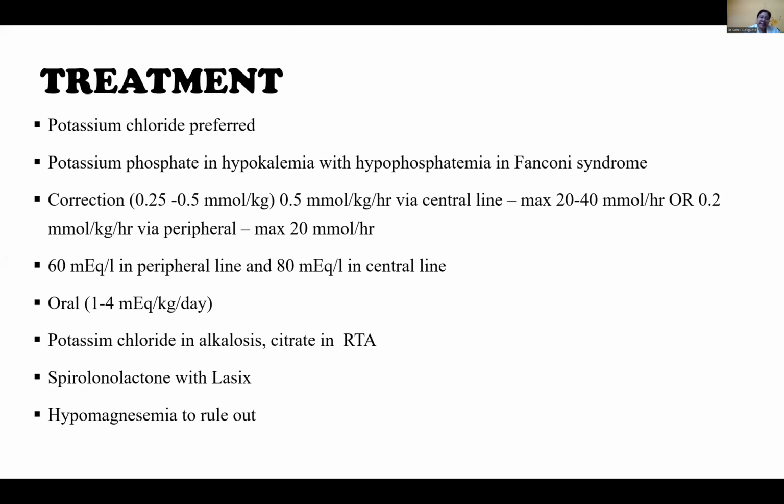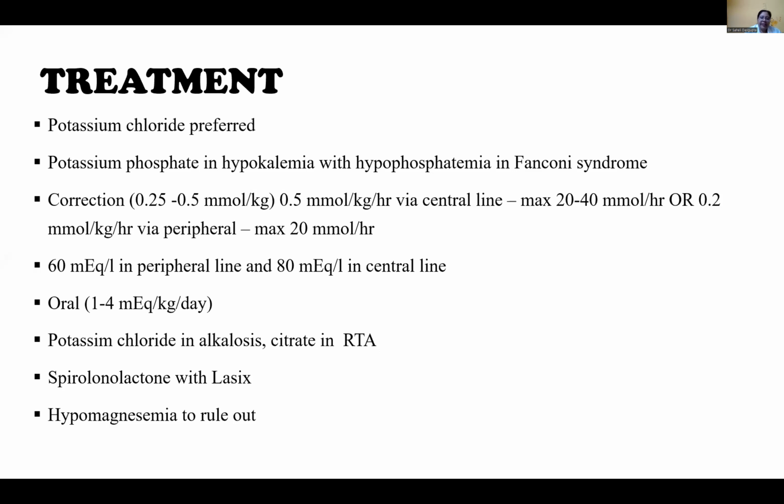Sometimes if we use Lasix infusion, we also add spironolactone, but we have to keep in mind that this can suddenly cause hyperkalemia. So we have to check the potassium regularly, and we should always rule out hypomagnesemia, because low magnesium actually causes increased potassium losses through urine. So if we don't correct hypomagnesemia, we can't treat the hypokalemia. Hypokalemia becomes refractory to treatment. So this is very important.